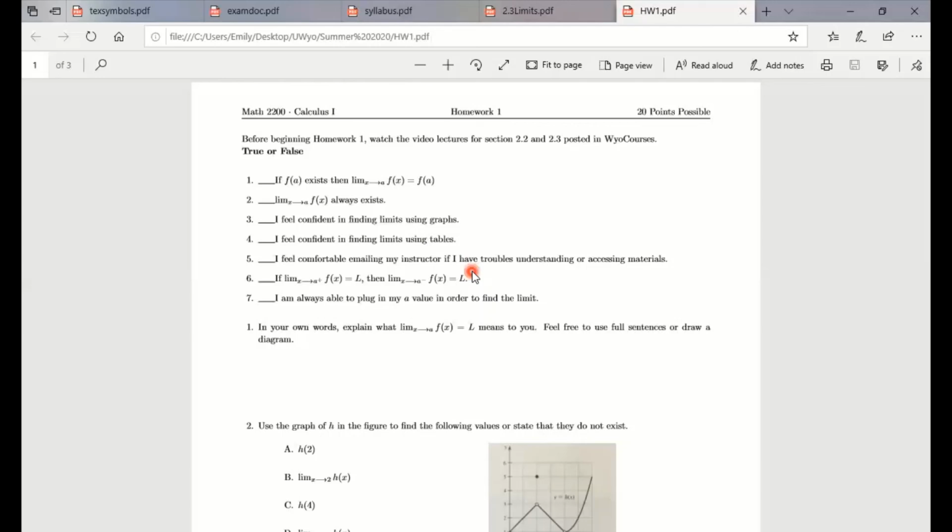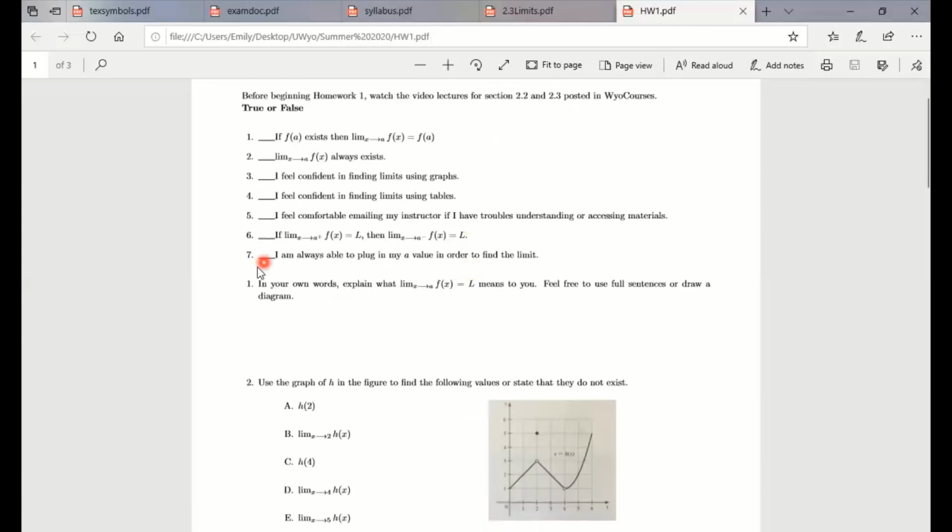So we've got a true or false section, and then I've got one short question. So question number 1, in your own words, explain what the limit as x approaches a of a function f of x equals L means to you. And you can feel free to use sentences or draw a diagram or come up with some interpretive dance, whatever makes sense to you and whatever is an easiest way for you to convey meaning to me, that's what I want you to do. So feel comfortable doing anything.